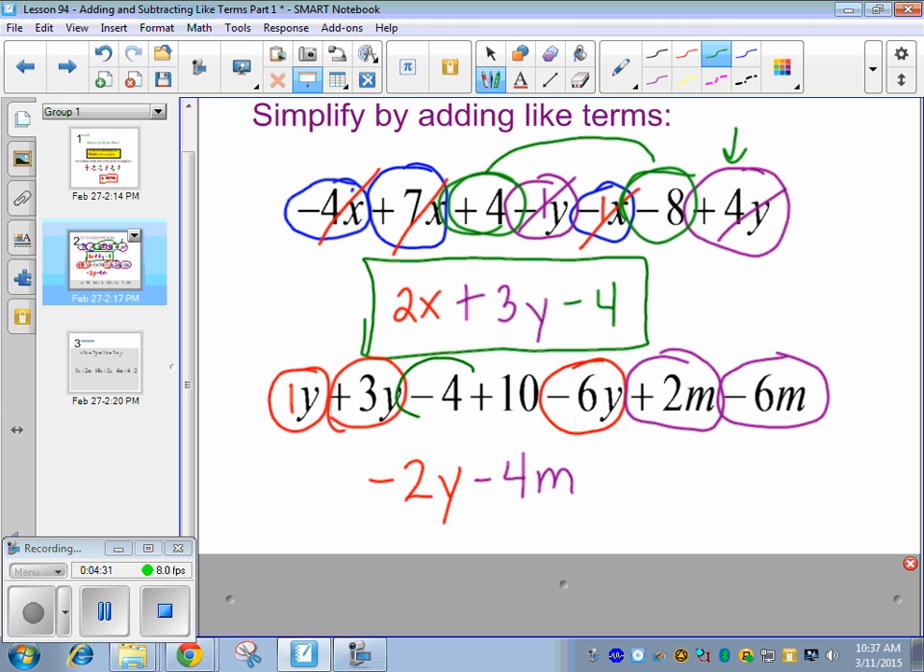And then we add the constants. I always do the constants last. So I have a negative 4 and a positive 10. And so Jacob, what's negative 4 plus 10? Positive 6. Good. So plus 6.